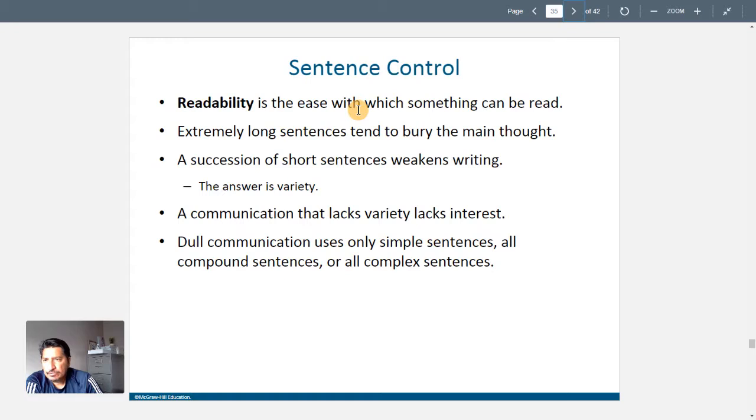Sentence control, readability. Once you have written down your writing, the more you read it, you would know exactly, is it making sense, or do you need to change the word, or bring this idea to the later part. It would give you a sense if you put yourself in a reader's perspective.